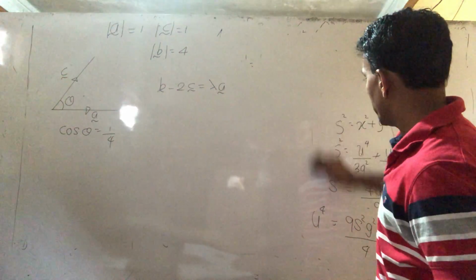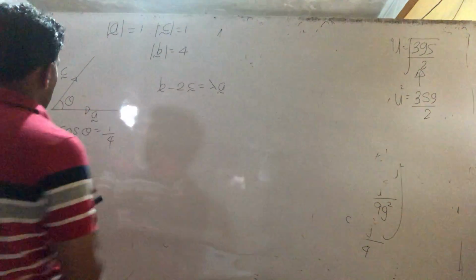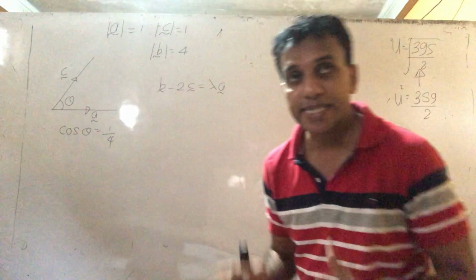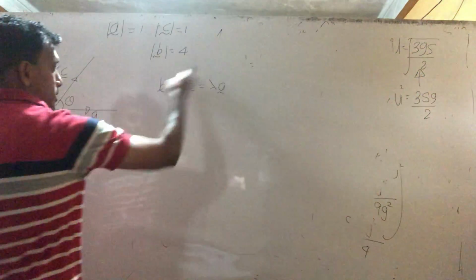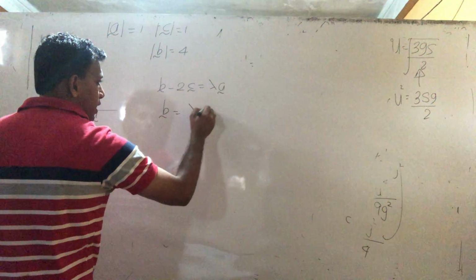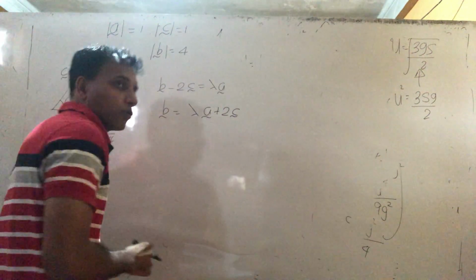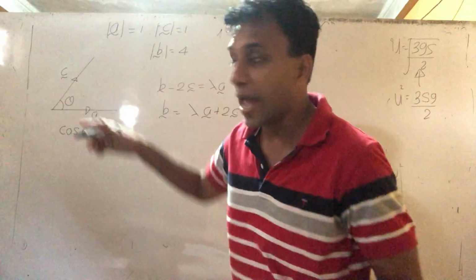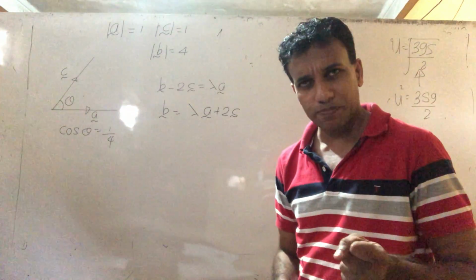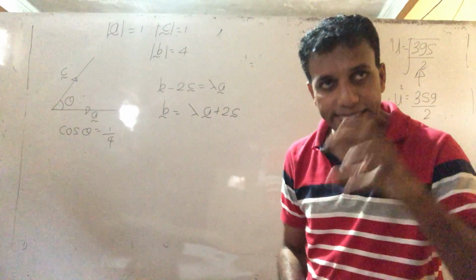So how can we make these? You see, the angles are known for A and C. Therefore, better you take B equal to lambda A plus 2C, is it? Because when you do the product between A and C, the angle is known, not for B and C, right? Next, take the product of both sides with itself.